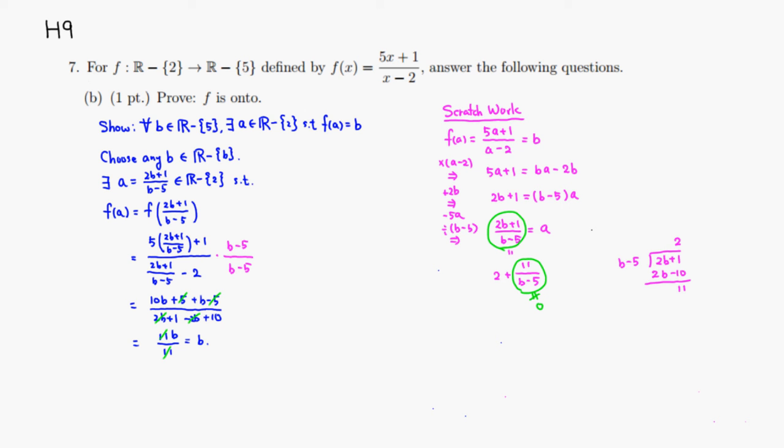So this shows that for any arbitrary b value from the codomain, we can successfully find a, because we figured out the formula for a, so that f of a is exactly equal to b. Therefore, we showed that f is onto. That's it. I hope that this was clear.